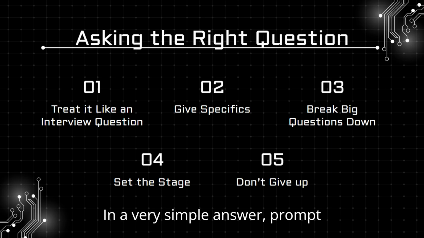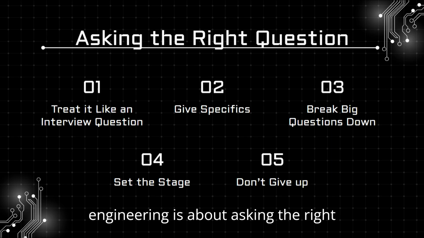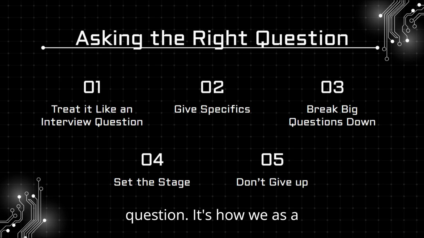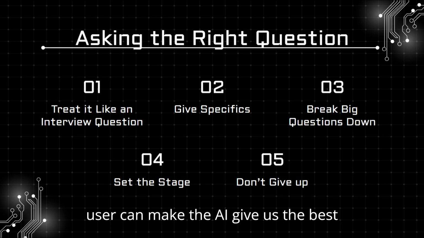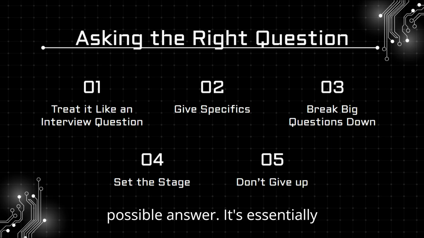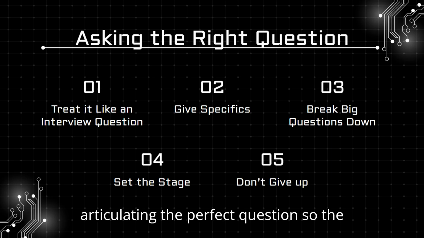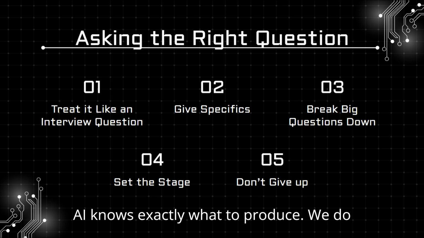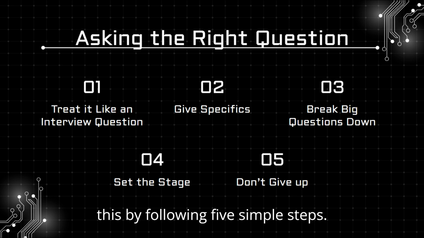In a very simple answer, prompt engineering is about asking the right question. It's how we as a user can make the AI give us the best possible answer. It's essentially articulating the perfect question so the AI knows exactly what to produce. We do this by following 5 simple steps.